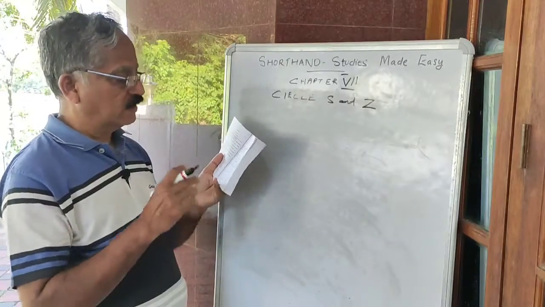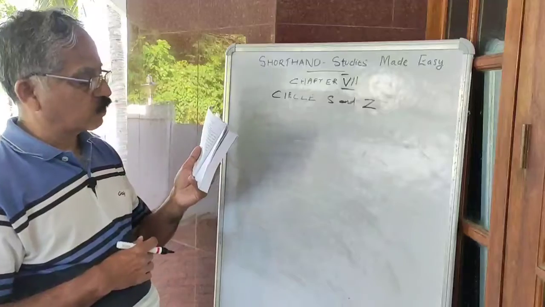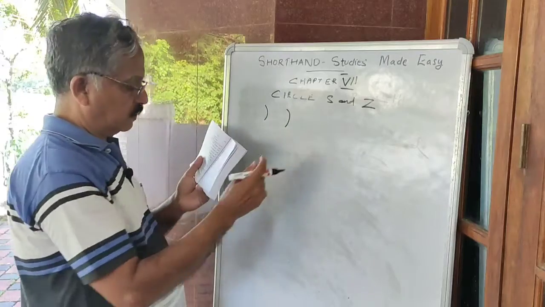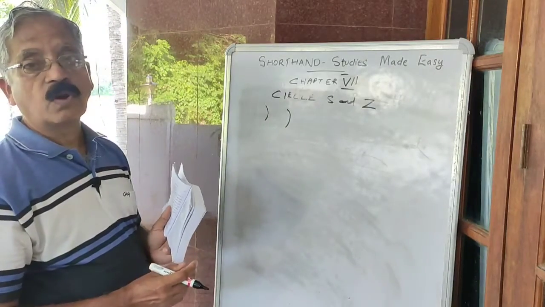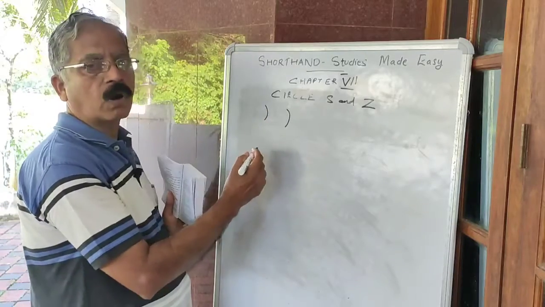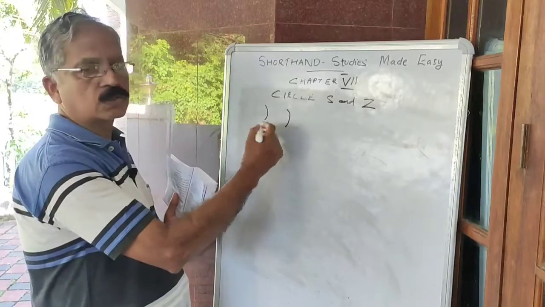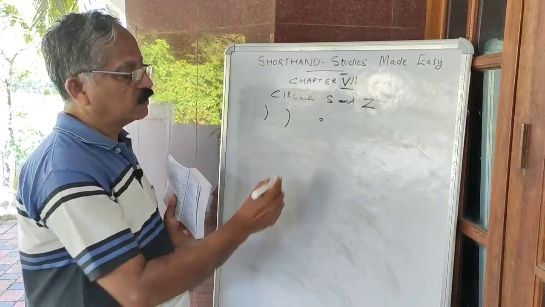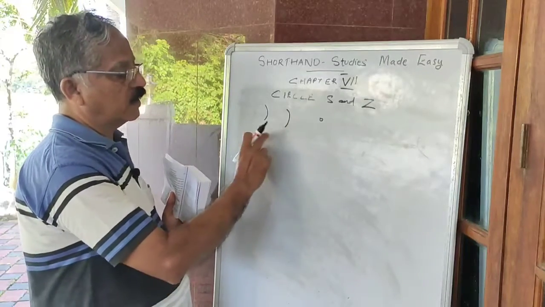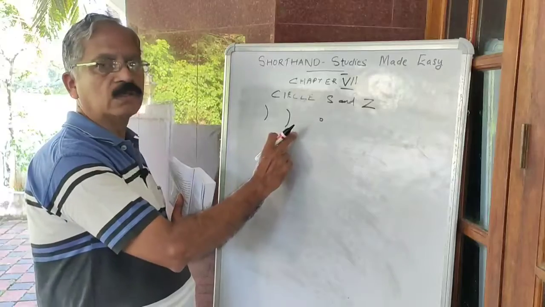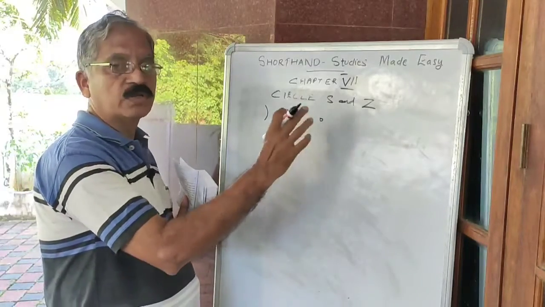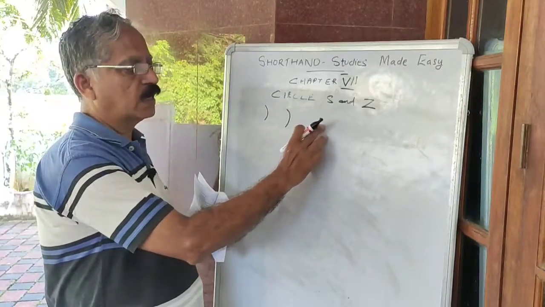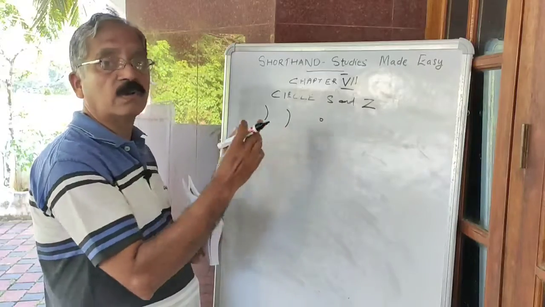The consonants S and Z are represented not only by the stalk S and Z, but also by a small circle. So instead of writing the full stalk S and Z, we can represent these two consonants with a small circle. This is S. If you write a small circle at the beginning, in between, or at the end of words, the consonant S and Z will be represented.